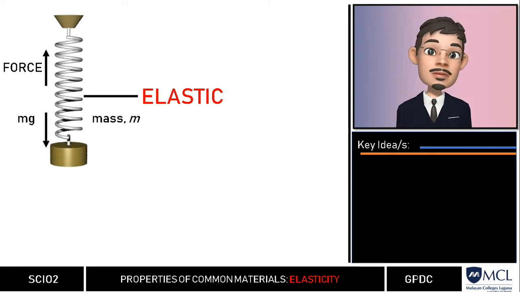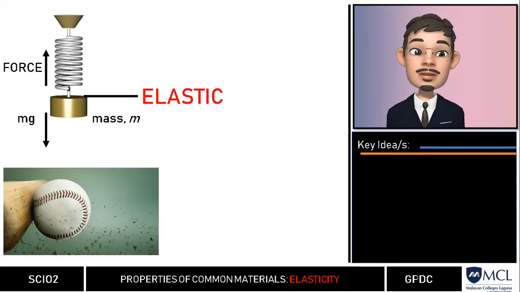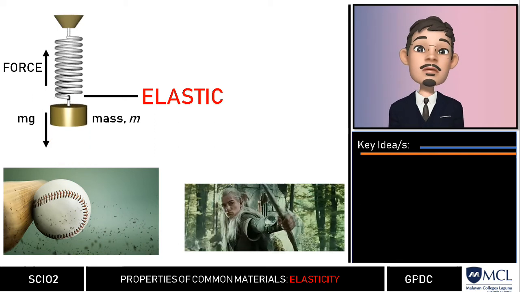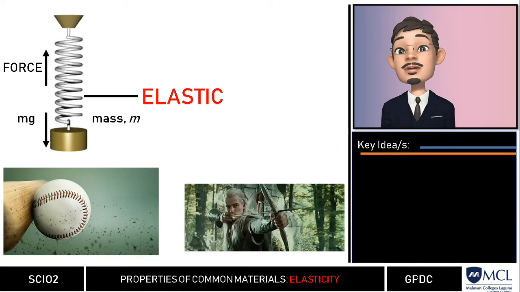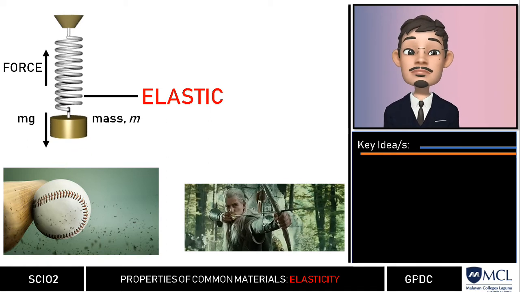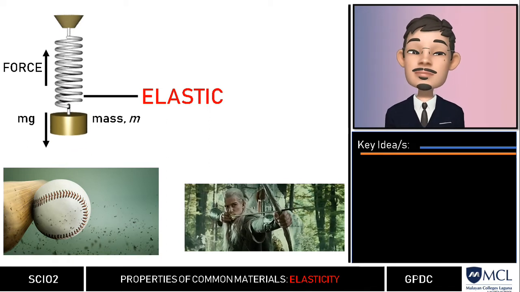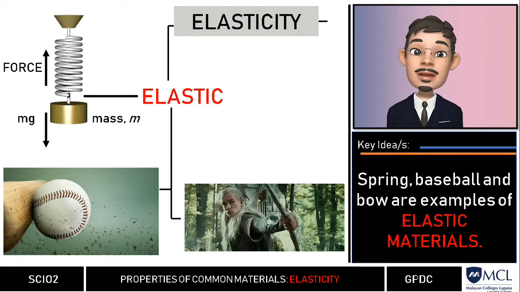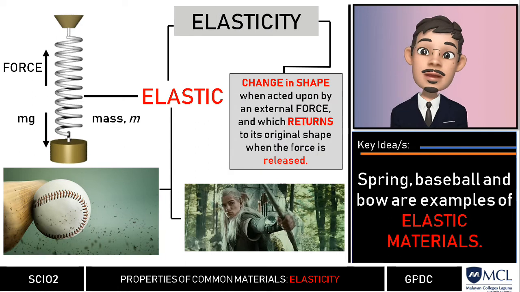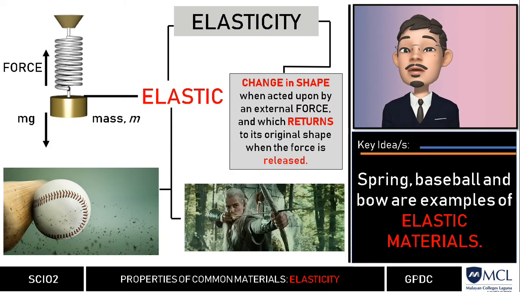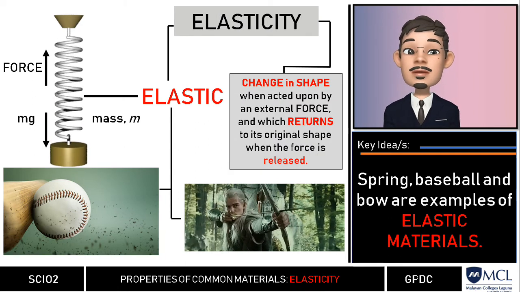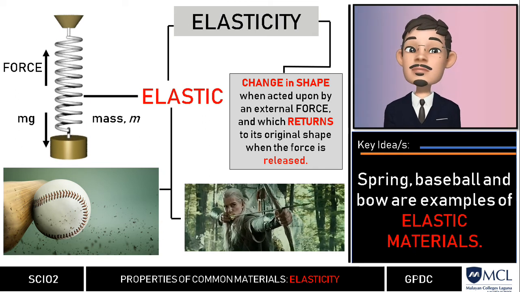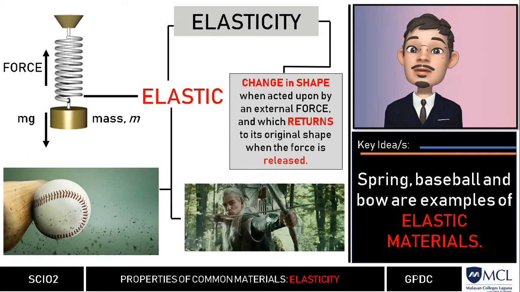When a batter hits a baseball, he temporarily changes the ball's shape. When an archer shoots an arrow, she first bends the bow, which springs back to its original form when the arrow is released. The spring, the baseball, and the bow are examples of elastic objects. Elasticity is the property of a body by which it experiences a change in shape when a deforming force acts on it, and by which it returns to its original shape.